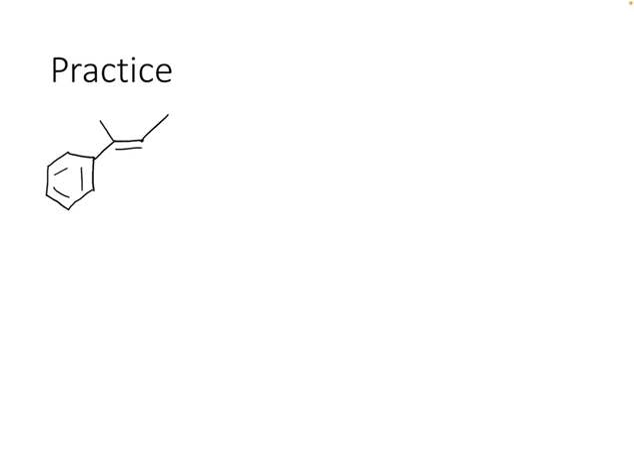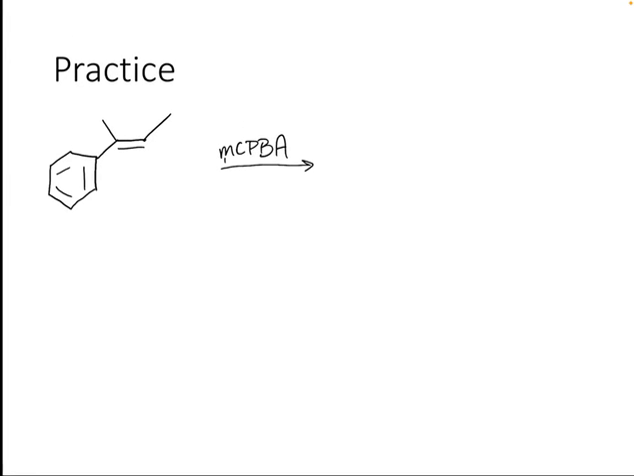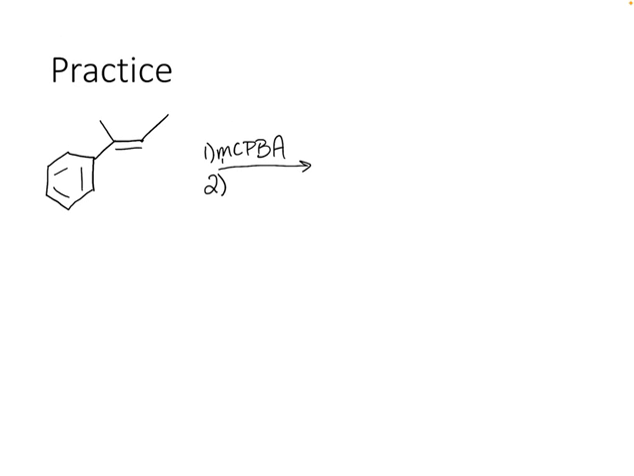Okay, so there's our alkene, and we're going to add MCPBA, followed by a catalytic acid and methanol, which is an alcohol. Okay, so what I would like you to do is pause the video and see if you can figure out what the product would be for this reaction, or products if there's more than one. And then when you unpause, we'll go over it together.